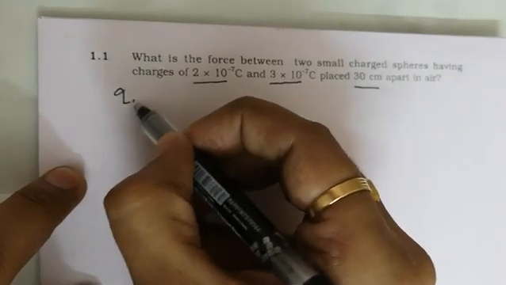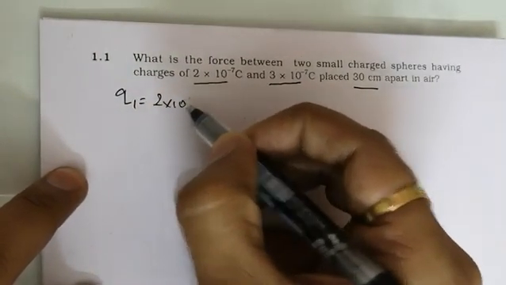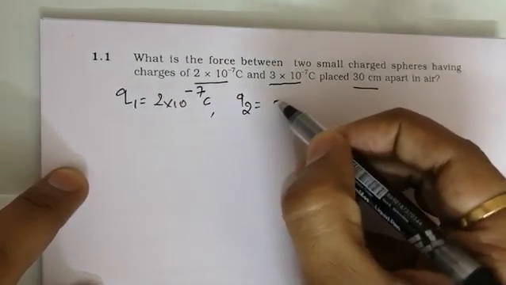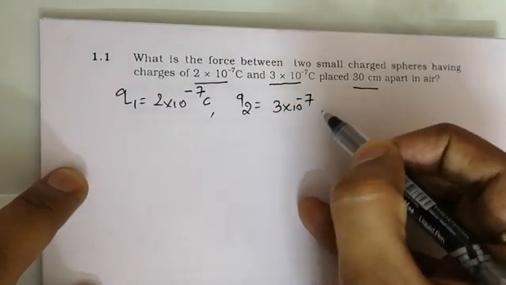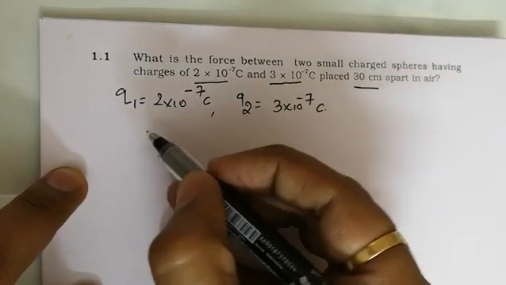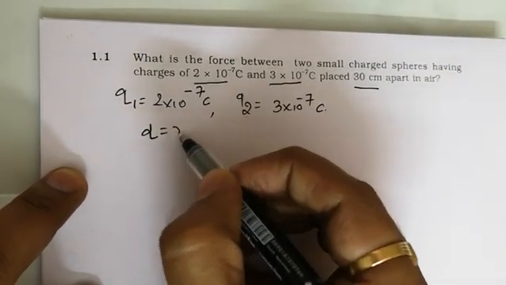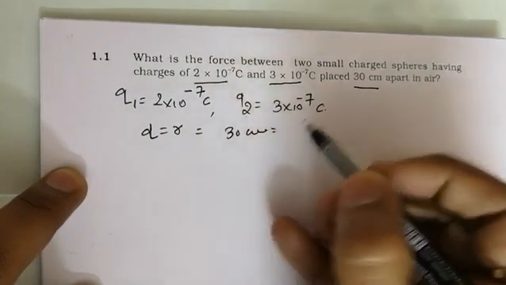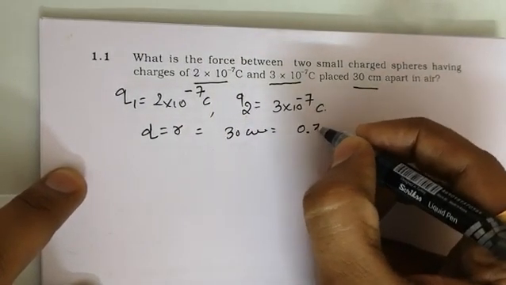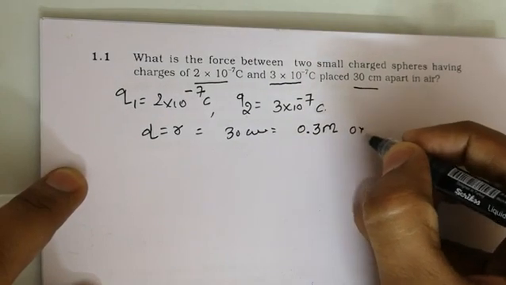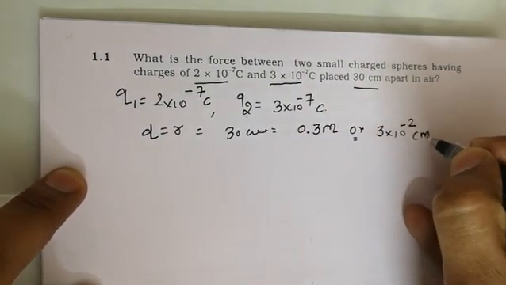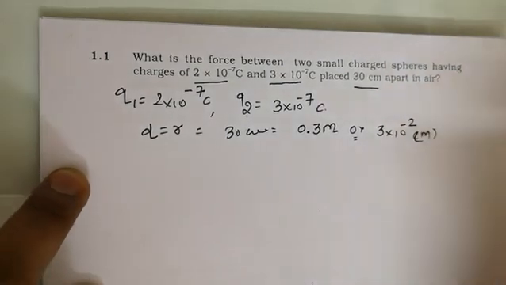First of all, I am separating the data which has been given to us: Q1 is 2 cross 10 to the power minus 7 coulombs and Q2 is 3 cross 10 to the power minus 7 coulombs. The distance between them is denoted by d or r. It is 30 centimeters, so I can directly say 0.3 meters, since a centimeter is converted to a part of a meter by multiplying by 10 to the power minus 2.